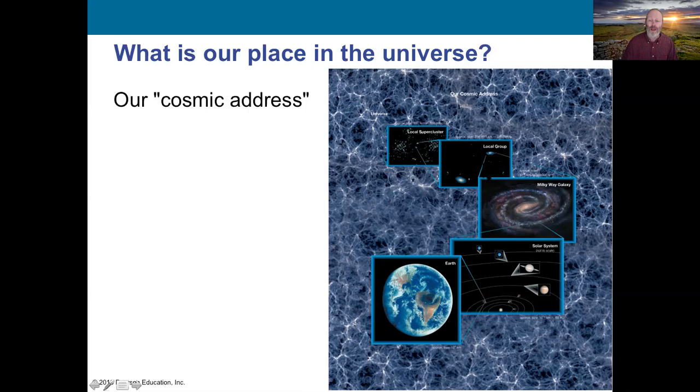And then this group is part of a supercluster, which is a bunch of other groups grouped together with us. And that local supercluster is part of a network, which is almost like spiderwebby kinds of things, out throughout the rest of the universe. We have hundreds of billions of stars in our galaxy. There are hundreds of billions of galaxies out in the universe. So imagine how many planets there might be. But we're on planet Earth.